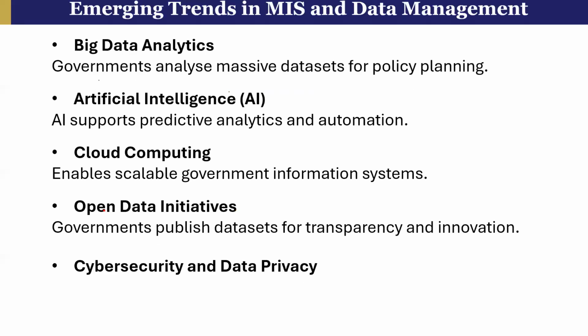I wanted to talk about emerging technologies. A lot of issues are coming up with management information systems. So now we're looking at big data. Governments are now analyzing a massive amount of data for policy planning. Artificial intelligence is also here, supporting predictive analytics and automation. Cloud computing enables scalability of government information systems. Now we don't really need servers because we can all go to the cloud. And then there are open data initiatives where government will publish data sets for transparency and innovation.